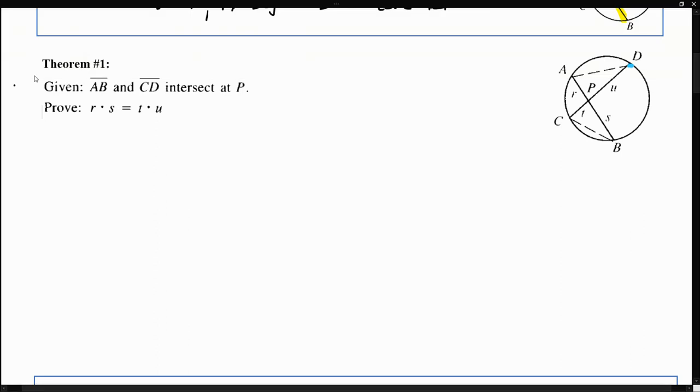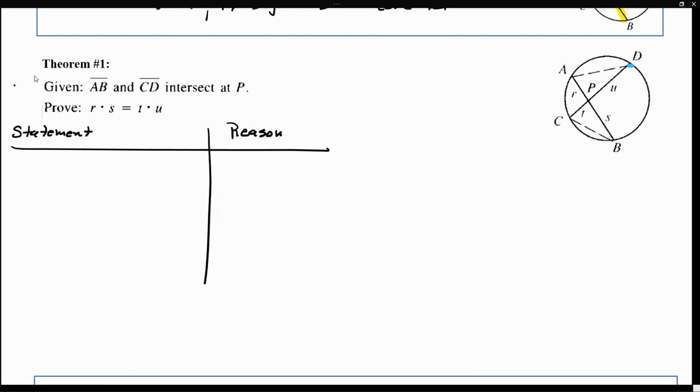So we want to show that this is true. We've got to start with a statement and reason. And again, we always want to start with the givens, and the only thing that I know is that AB and CD are chords, and this is the given.